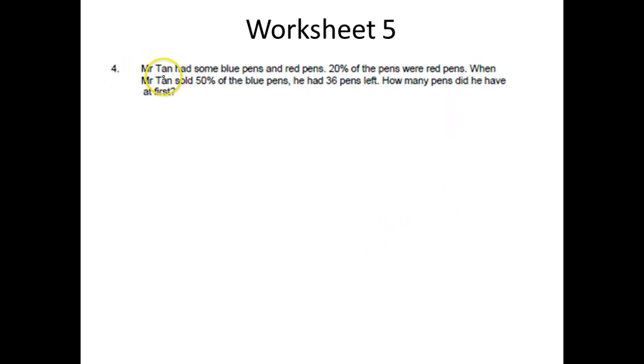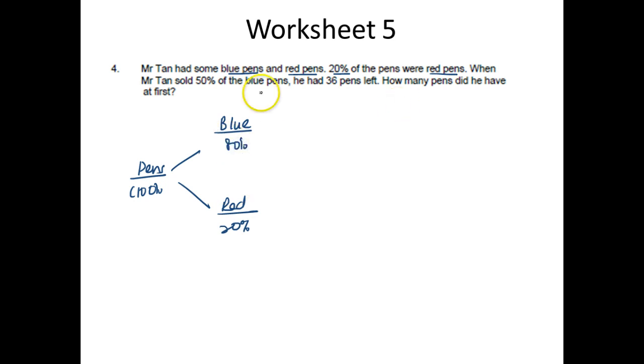Worksheet 5, question 4. Mr. Tan had some blue and red pens. 20% of the pens were red. So I know he has blue and red. This is the pens. 20% are red. So this is 100%. So 20% are red, so 80% would be blue.